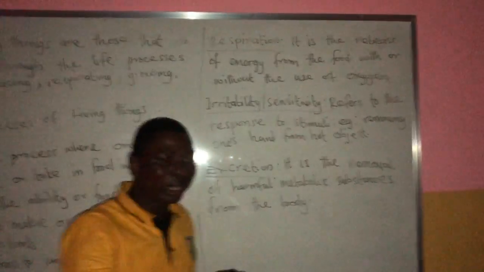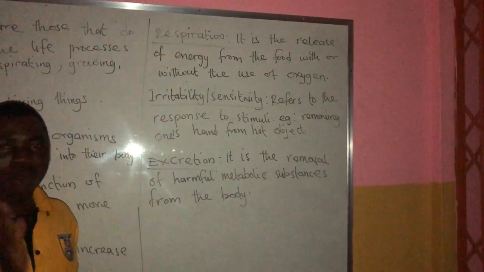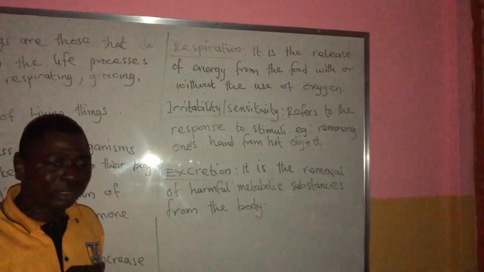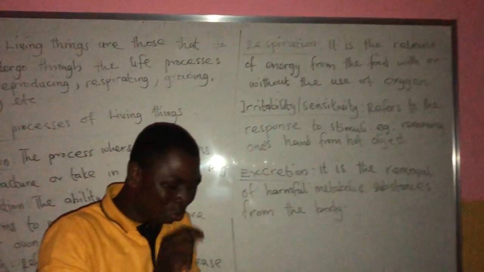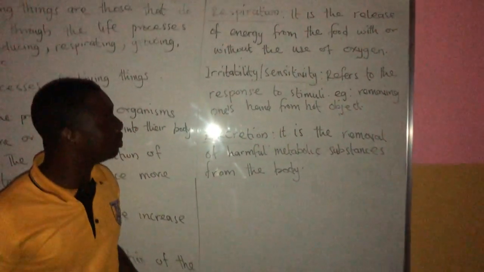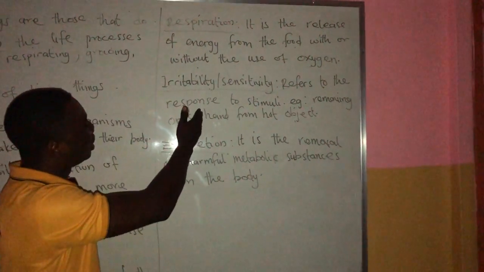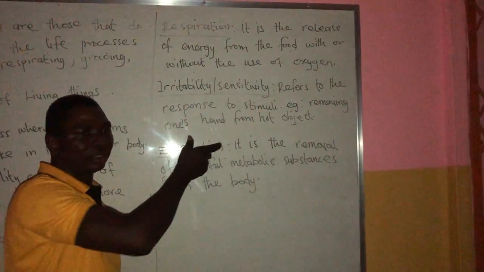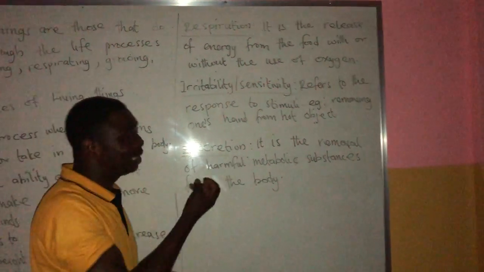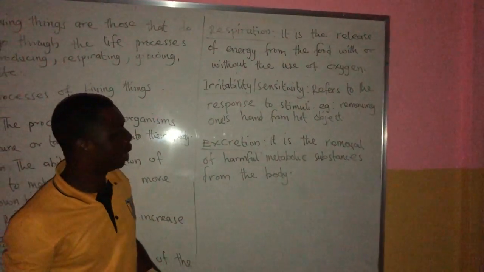When you touch a hot object, you remove your hand immediately. Why? Because of the sensitivity. When you are asleep and someone uses something to pin you, quickly you jump. Why? Because of the sensitivity or the irritability. So irritability or sensitivity refers to the response to stimuli, how you respond immediately to the action taking place.